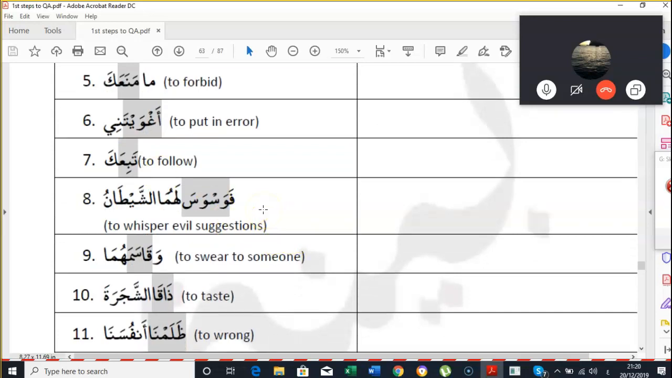Okay. فوسوس لهما الشيطان. How many words do we see? One, two, three, four. No, hold on. Wait. Five. You have fa, a separate word. Okay. فَ وسوس لَ هما الشيطان. 5 words. Have you separated all of them? Yeah. Okay. Fa we leave, it's just a connecting word. Okay. وسوس is a fi'l. What's the pronoun inside of it?